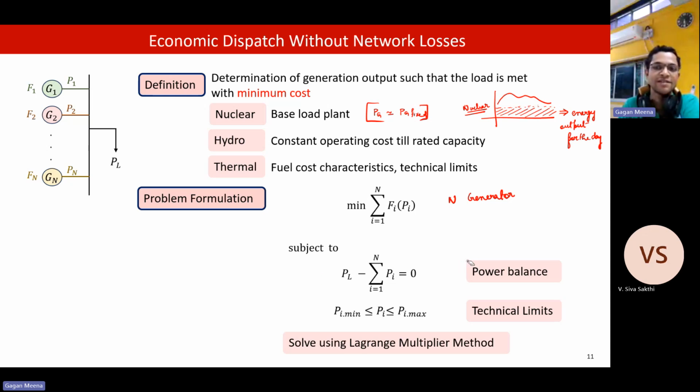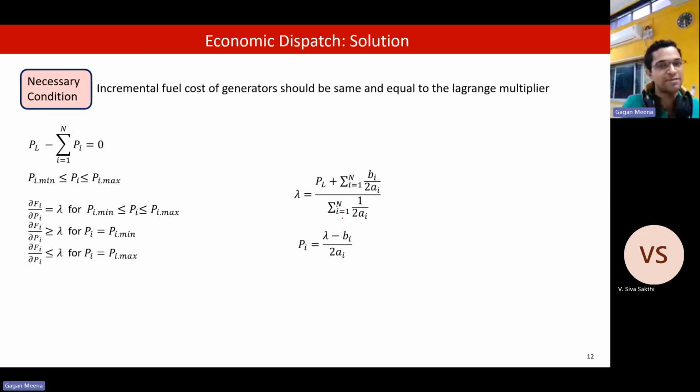First is the equality constraint, which is the power balance constraint: total generation should be equal to total load, PL. And each of the generators should be within its Pmin and Pmax. We saw, because of its characteristic curve, there is a minimum and maximum limit for its generation. And then we solve it using the Lagrange multiplier.